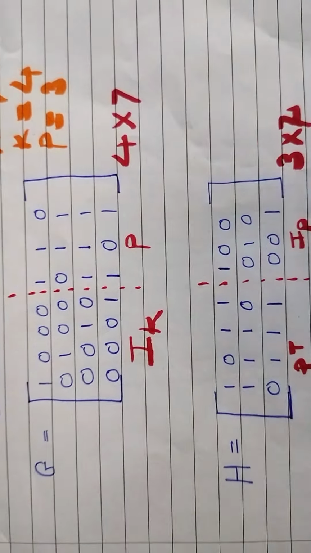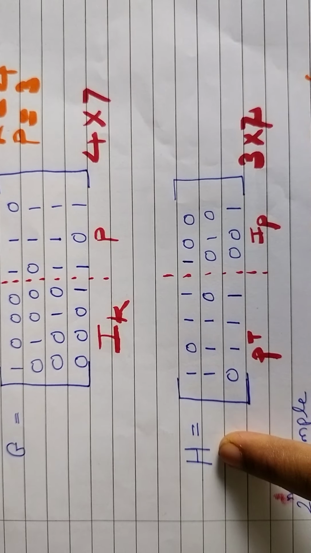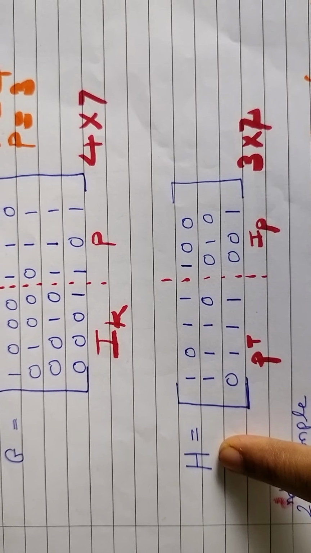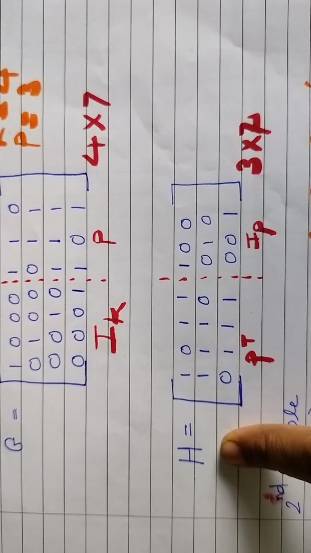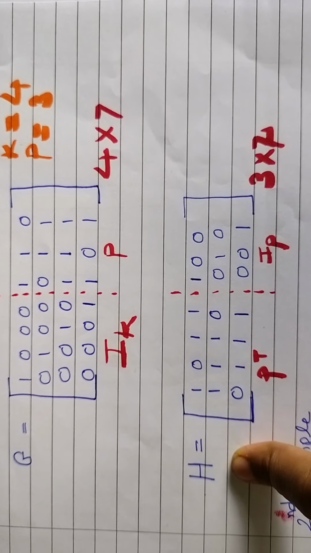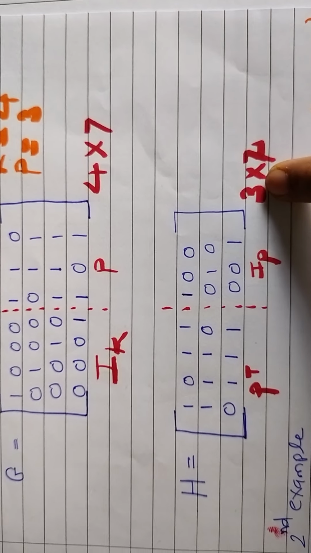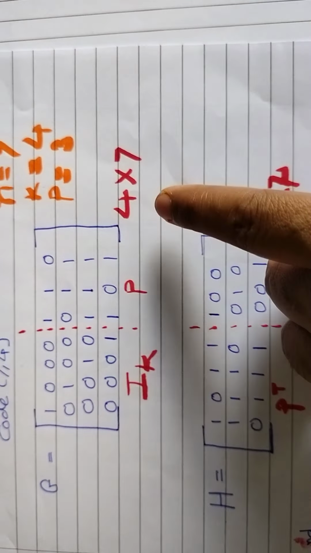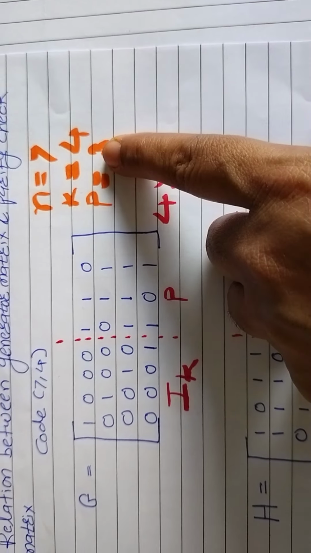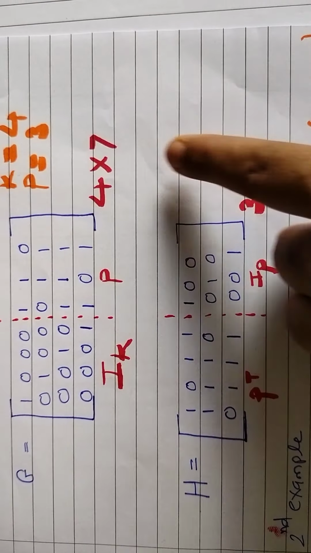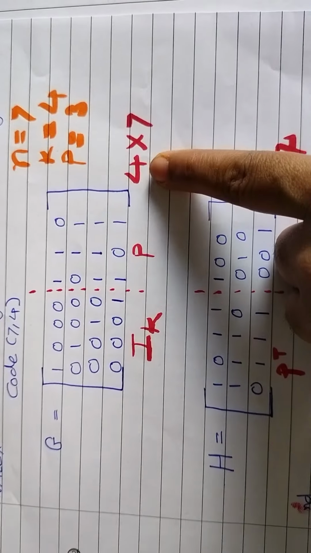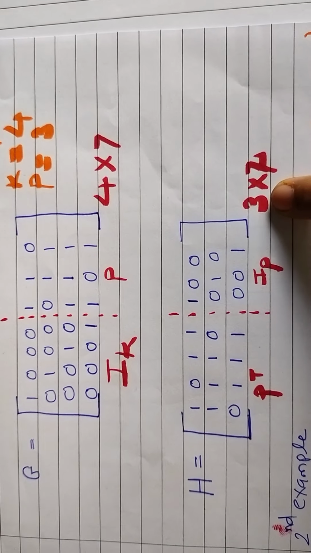Now you have to find the parity check matrix H, which is used at the receiver side to decode the received code. So you have to first see what could be the dimensions of H. H dimension would be 3 into 7. So 3 you have taken from here: the number of parity bits is 3, so 3 into 7. Columns are the same in both cases. Here the rows are 4, here the rows are 3.